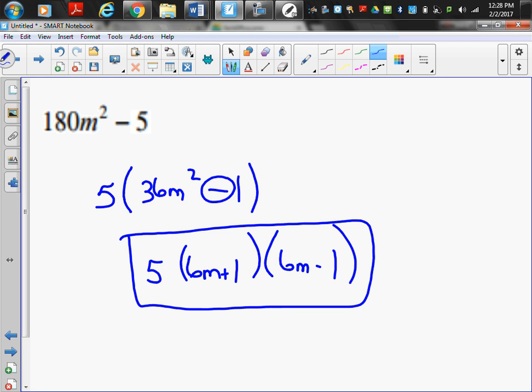Is this right? Just do it like that? Yeah. At this point, you're finished. So that 5 just comes down and stays on the outside. Alright, let's look at one more.